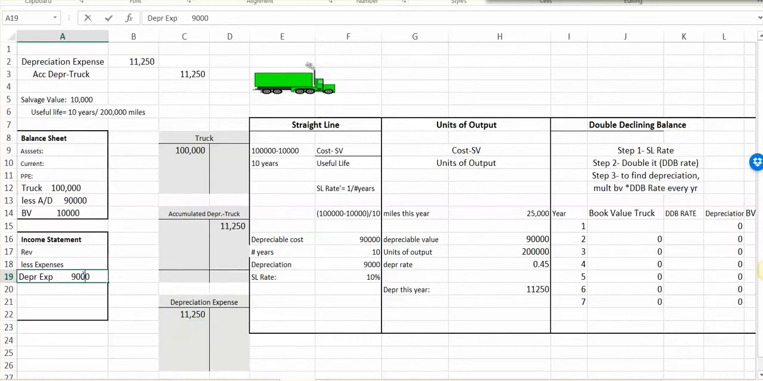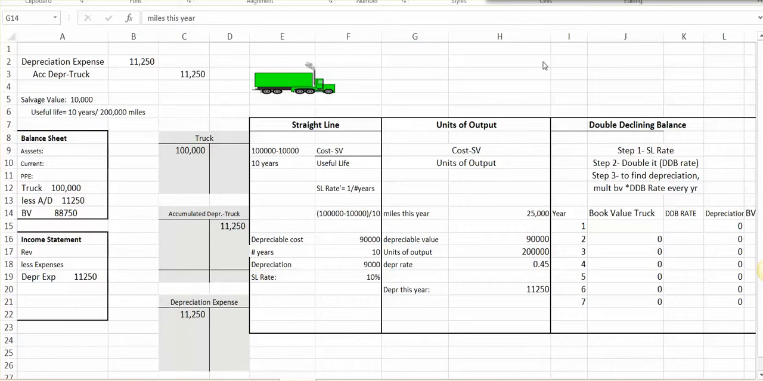On the income statement, depreciation expense will be 11,250. Accumulated depreciation will be 11,250, and the book value of the truck would then be 100,000 minus 11,250 is 88,750. Every year your depreciation will be different because it's going to be based on the miles driven, and that is called the units of output method.